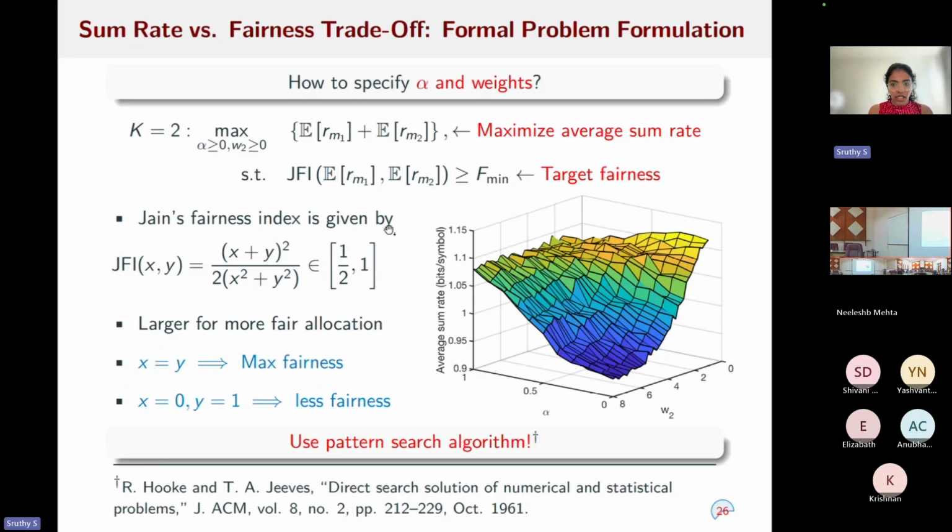Here, when we plot this average sum rate as a function of these utility parameters alpha and W2, we can see that the function is non-smooth because of the discrete rate adaptation. And thus we cannot use any gradient-based technique to solve this problem. So we use a pattern search algorithm to solve this and find the optimal alpha and W2.